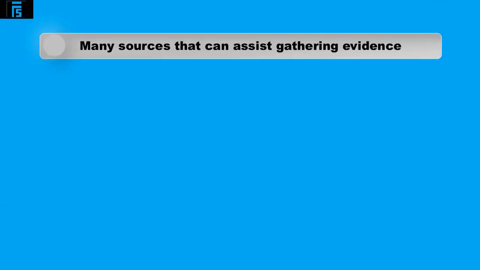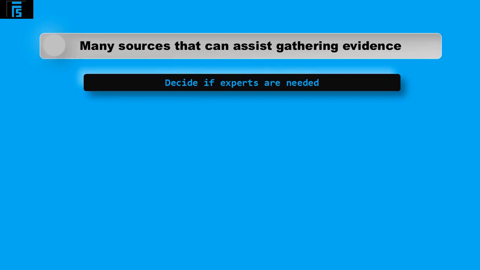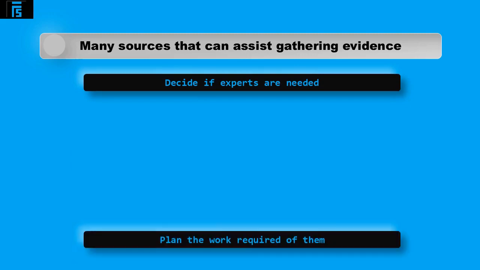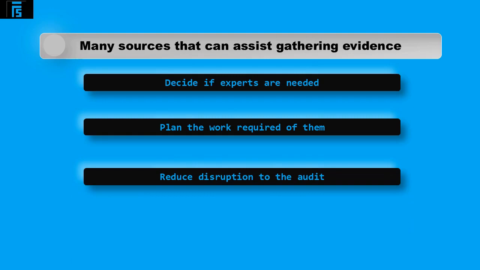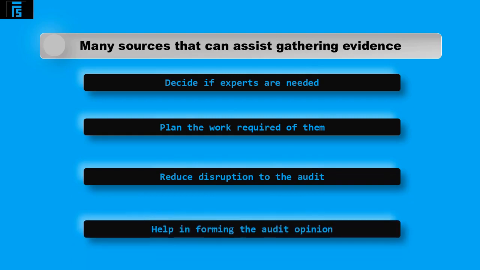There are many sources who can assist the auditor in gathering evidence. The key is to assess whether these experts are needed before the audit commences. That way the auditor can plan the work required so evidence can be collected on a timely basis and no disruption is made to the audit and ultimately the forming of the audit opinion.